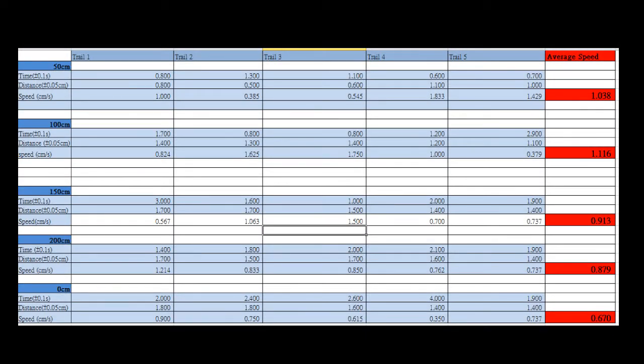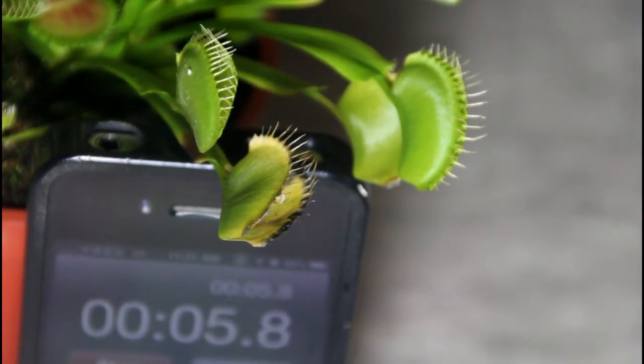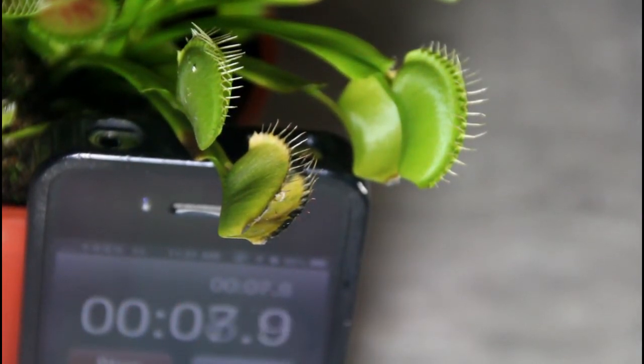From the results obtained after calculating the average speed, we can see that there is a correlation that when there's a decrease in the light intensity, there's also a decrease in the speed at which the Venus Flytrap closes. Even though the results don't differ that much, there still shows a correlation.